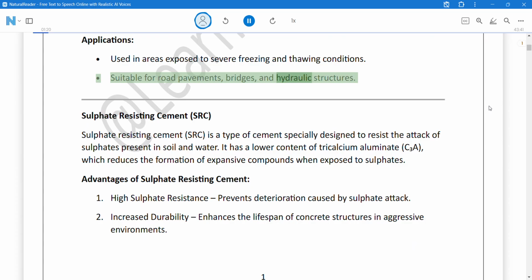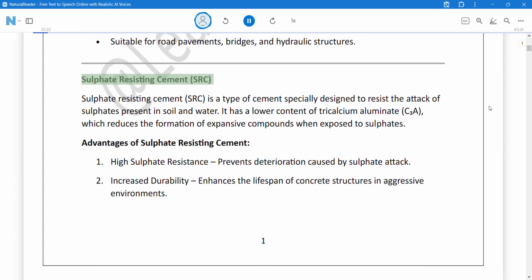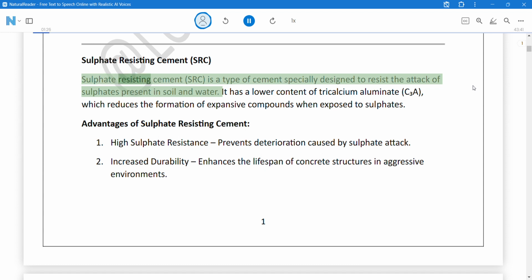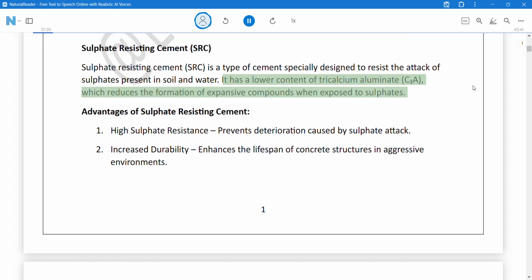Sulfate-resisting cement. Sulfate-resisting cement is a type of cement specially designed to resist the attack of sulfates present in soil and water. It has a lower content of tricalcium aluminate, which reduces the formation of expansive compounds when exposed to sulfates.